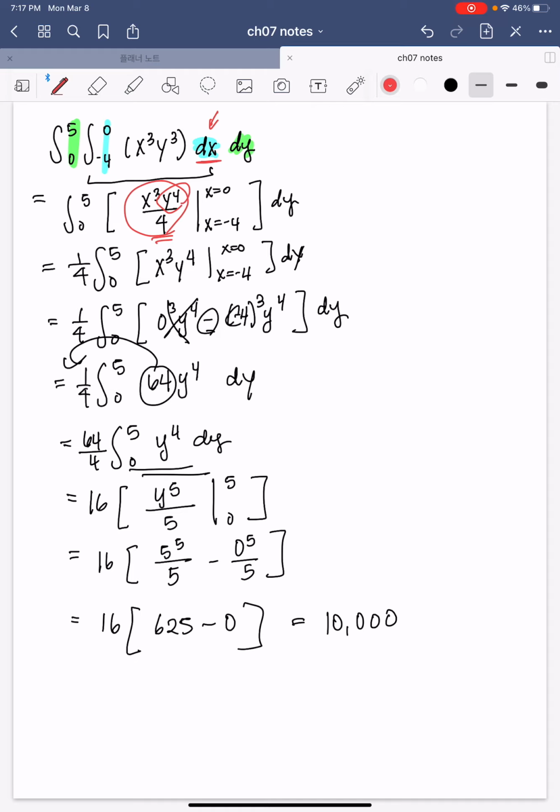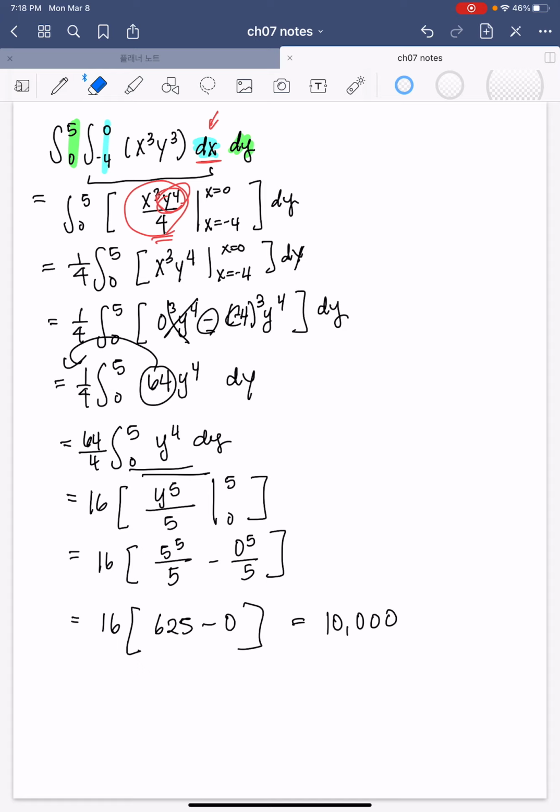Because I know that, see, this is a good thing. I made a mistake, and I knew that my answer is not correct because I need to get negative 10,000. So that means you want to fix your mistake, and I did find the mistake. I differentiated with y because I should have an x to the 4th power. So let's fix this one.